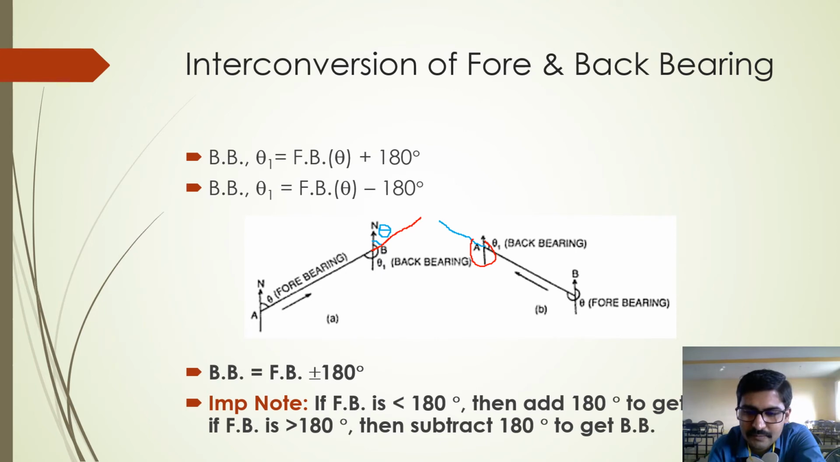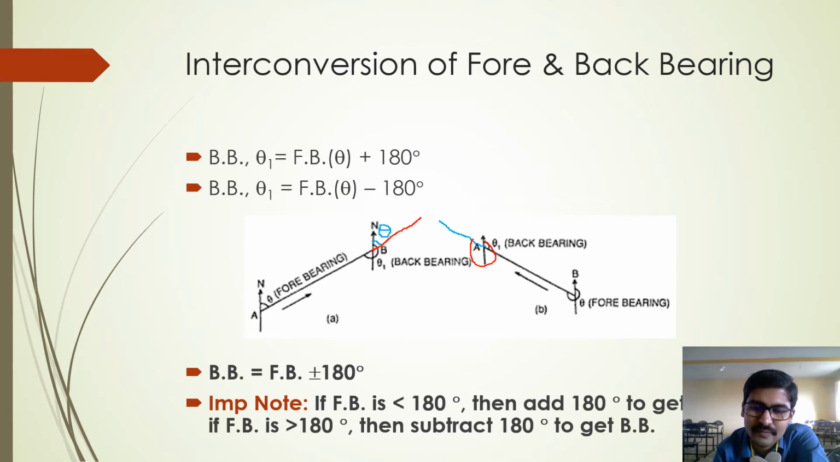Here you will have one more important note at the bottom. The back bearing will be plus or minus 180 degrees with respect to the fore bearing. So back bearing is equal to fore bearing plus or minus 180 degrees. That means if you know the fore bearing of the line, you can get the back bearing of the line, right? So when is it plus, and when is it minus? I have written an important note at the bottom there.